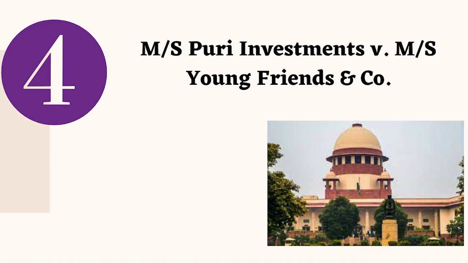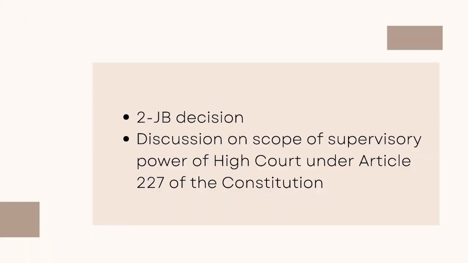Coming to the fourth judgment, we have Messagepuri Investments versus Mrs. Young Friends and Company. In this 2-judge bench decision, there's a lot of discussion on the factual matrix of the case, but some part of the judgment also discusses the supervisory power of the High Court under Article 227 of the Constitution. So even though the whole judgment may not be relevant for you, this part where 227 is discussed could be relevant because there have also been other important judgments on the power of the High Court under Article 226 and 227 in the last 1 year. So this could be an important case in light of this particular finding.